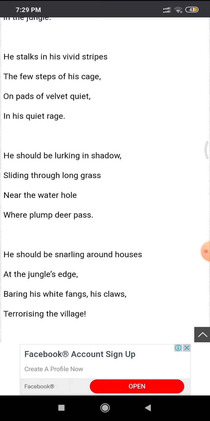Now you can see the last line, in his quiet rage. Two opposite meanings are being used here to express the mental condition of the tiger. So quiet means, you know, very silent. Rage means anger. So this is an oxymoron, a poetic device used by the poet. Though the tiger is very angry, he is full of rage, he is quiet because he knows that he is helpless here. Second stanza.